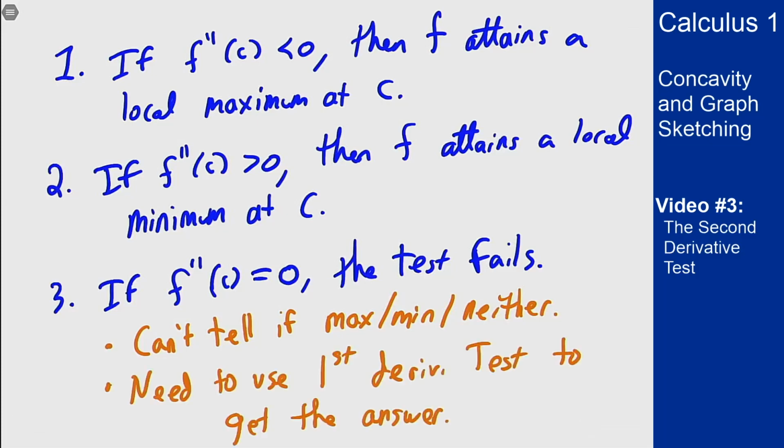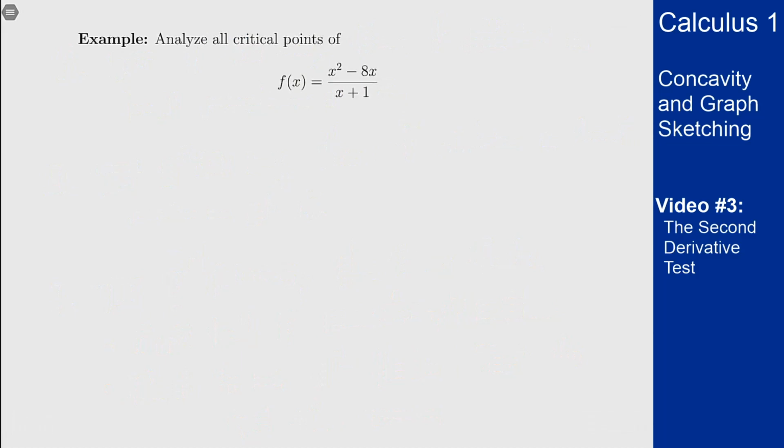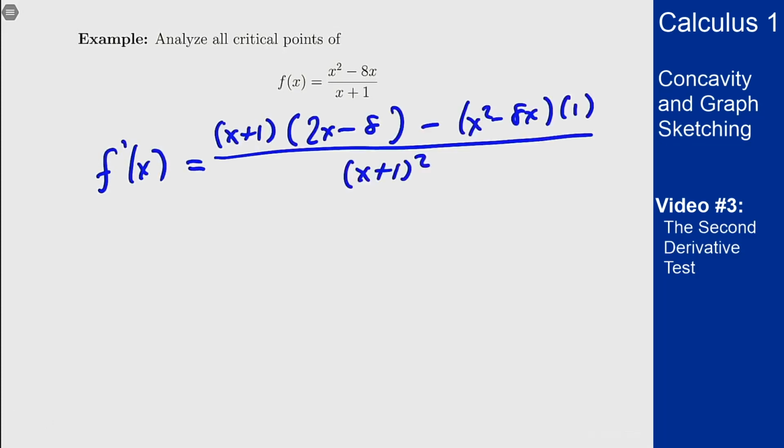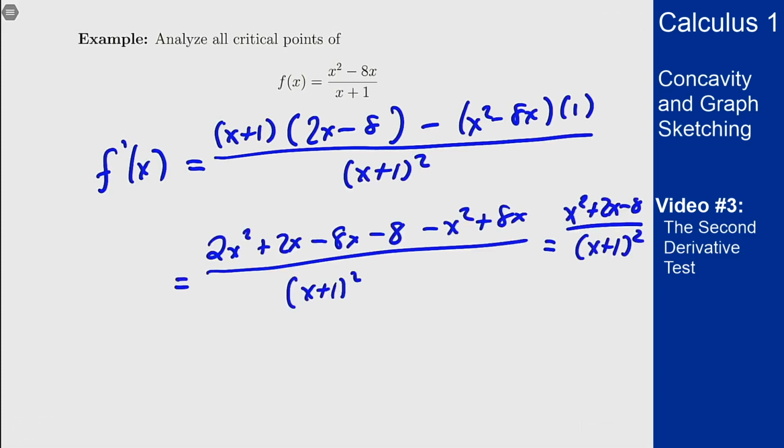All right, so this is an example of how you might use this test to analyze critical points. I want to analyze all critical points of the function f of x equals x squared minus 8x over x plus 1. We first want to find all critical points, and then use this second derivative test to figure out if they're maxes or mins. So we want to start by taking derivatives here. We find these by the quotient rule. We can then simplify, and then we go on to take the second derivative.